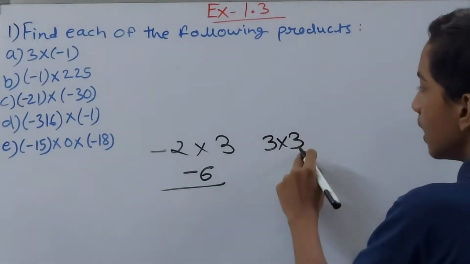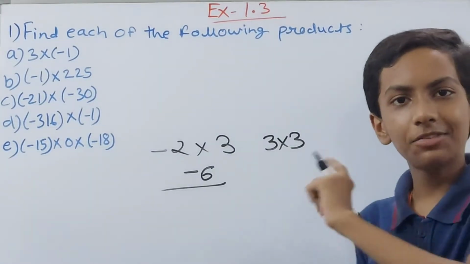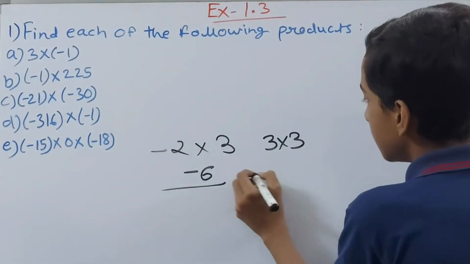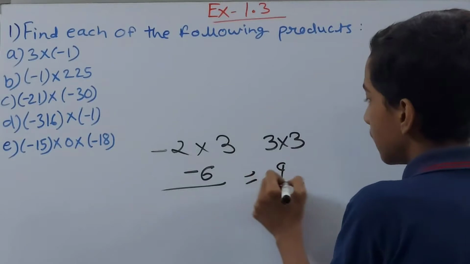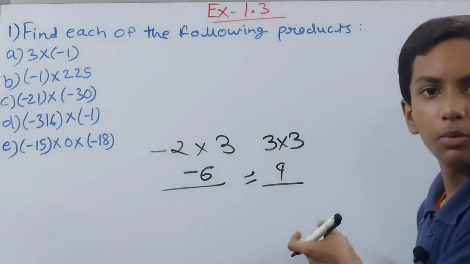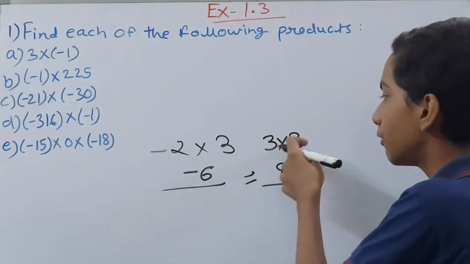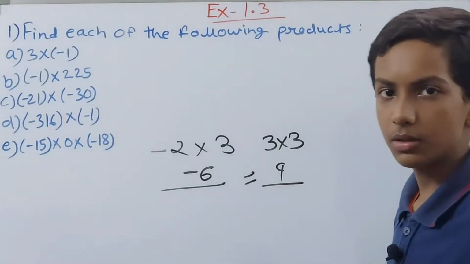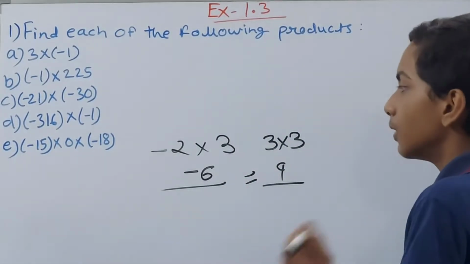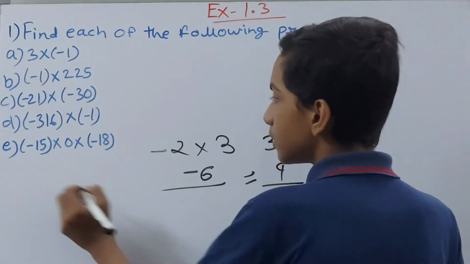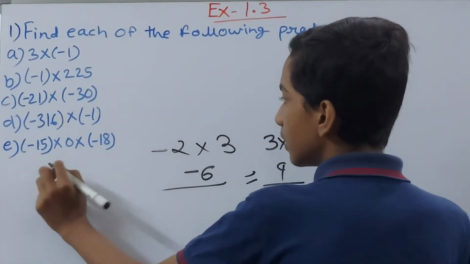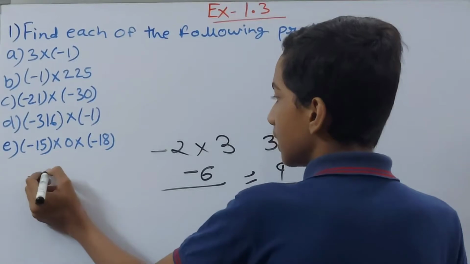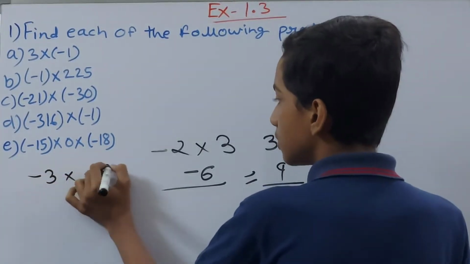Suppose I take another example, 3 into 3. This is quite simple. Both of the numbers have the same signs, so we multiply them. This is 9, and we put the sign both of them have. Both of the threes have plus signs, so we simply write 9.